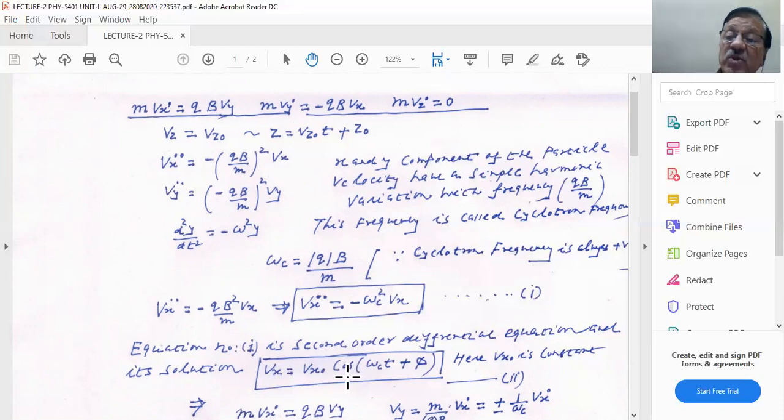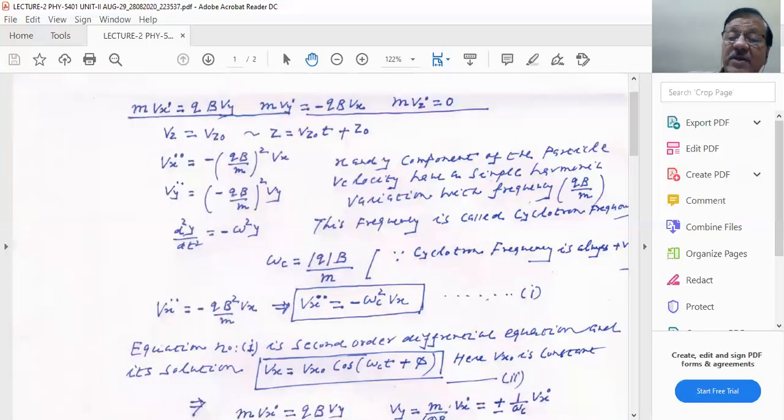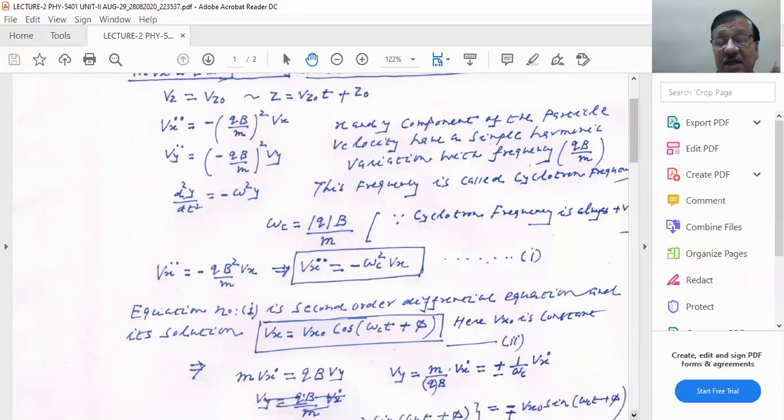You see, I told you there is a harmonic variation of Vx and Vy. I mentioned here that the x and y components of the particle velocity have a harmonic variation. The x component of particle velocity changes with a harmonic variation, where phi is the phase angle. And now you see we have this equation, which I have already written.